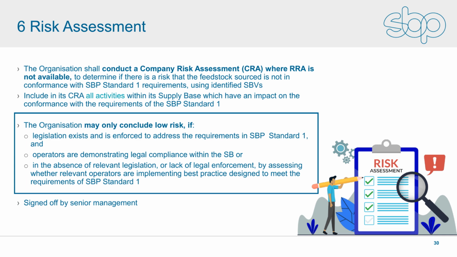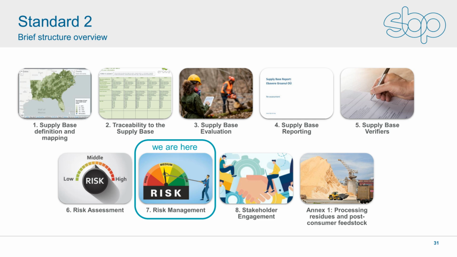This is not a formality. It is the accountability step that anchors the whole process at the right level. When you build your CRA procedures, build in a clear sign-off stage with senior management visibility. Section 7, Risk Management.